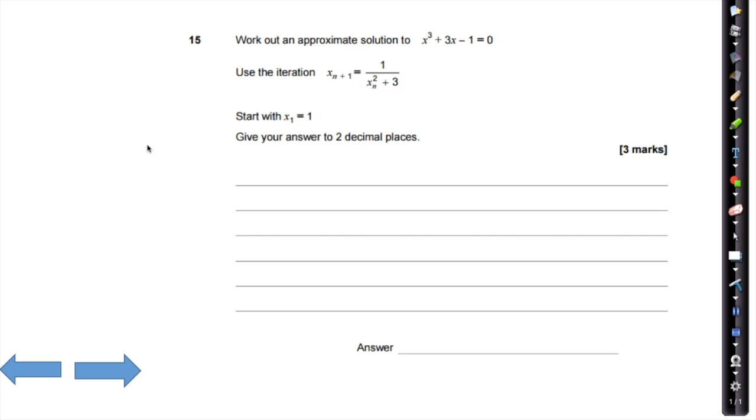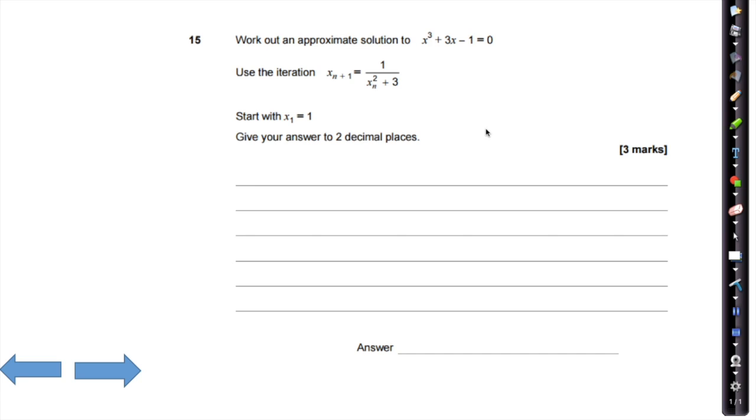Question 15 is an iteration question, working out an approximate solution to x cubed plus 3x minus 1 equals 0. Use the iteration x subscript n plus 1 equals 1 over (x subscript n) all squared plus 3. Start with x subscript 1 equals 1. Give your answer to 2 decimal places.